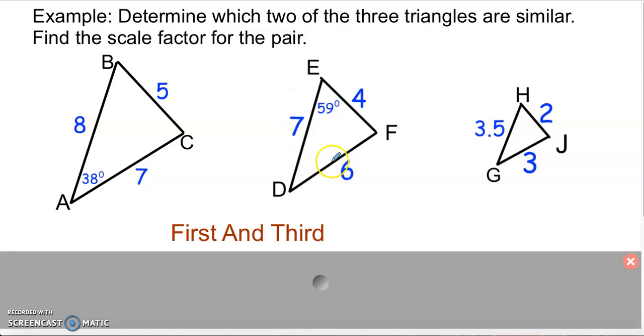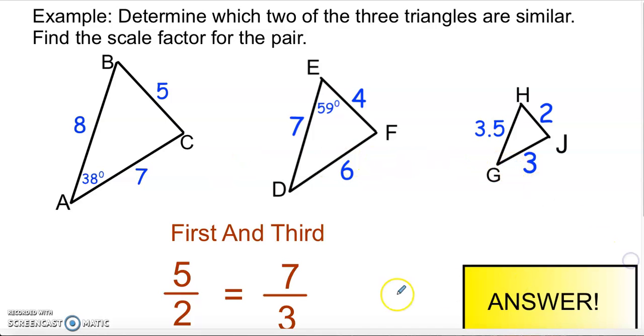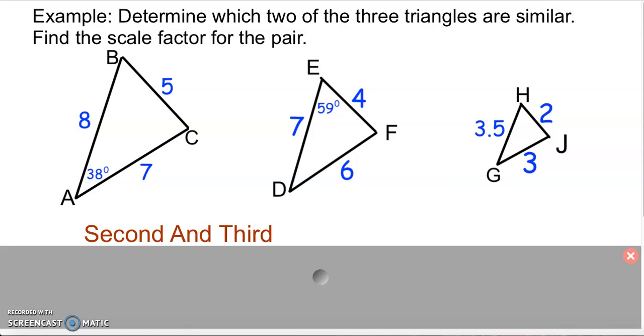So we'll check the first and the third one. All right. Smallest side is 5, so 5 is going to correspond with 2. Medium is 7, and that's going to correspond with 3. And we could check the cross products here. I get 15 and 14. They're super close, but they're not the same. So that one's no good. That leaves me with the second and the third one.